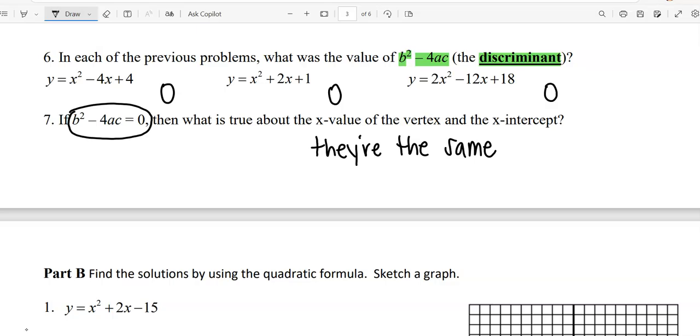Notice that all of these could have been factored as perfect square trinomials, yes? That's what happens when we have perfect square trinomials. When we do the quadratic formula, you get the square root of 0, which is a perfect square, right?